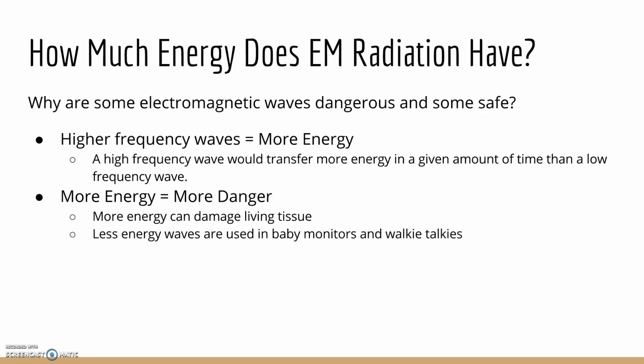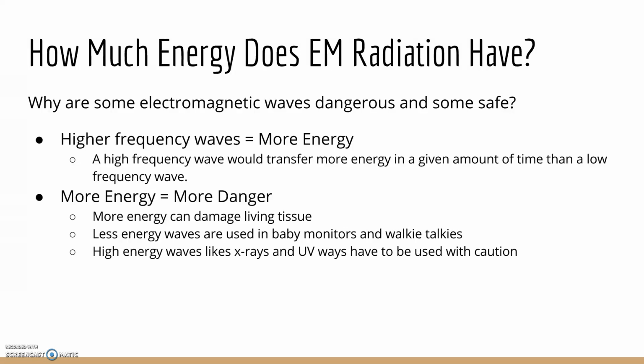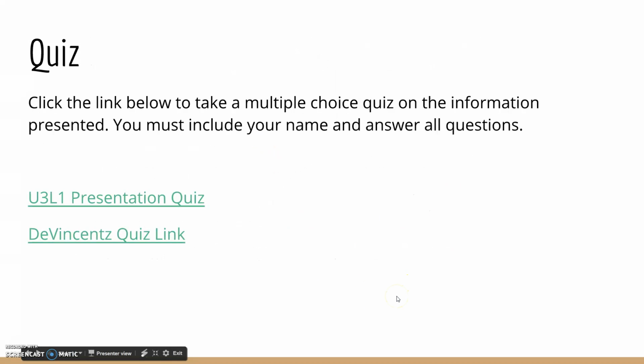Then low energy waves are used in baby monitors and walkie-talkies because they do not harm us, because they're low energy. On the other hand, you have high energy waves like X-rays and gamma waves. They have to be used with caution. Think of when you get an X-ray, you have that lead smock put over you. That's to protect you from any unnecessary radiation. But when we use things all the time, like baby monitors and microwaves, those are less harmful for us.